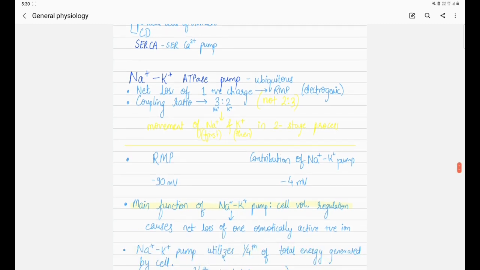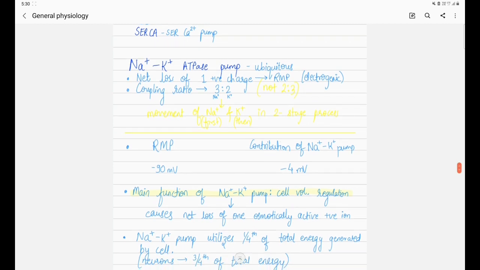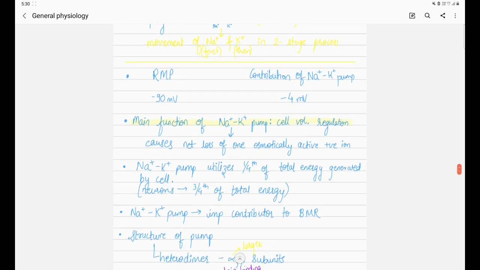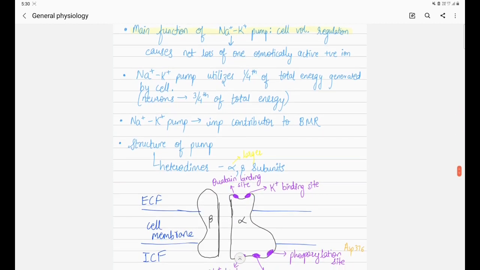Now we have seen that the contribution of the Na+ K+ pump to RMP is very small, minus 4 millivolts. So what is the main function of the sodium potassium pump? It is cell volume regulation, because it causes net loss of one osmotically active positive ion, that is, sodium ion. The sodium potassium pump utilizes one-fourth of the total energy generated by the cell, but in neurons it uses three-fourths of the total energy generated. And this pump is an important contributor to basal metabolic rate.